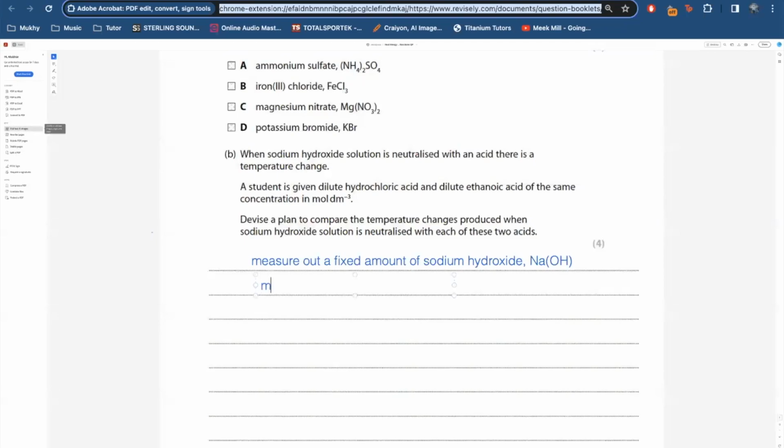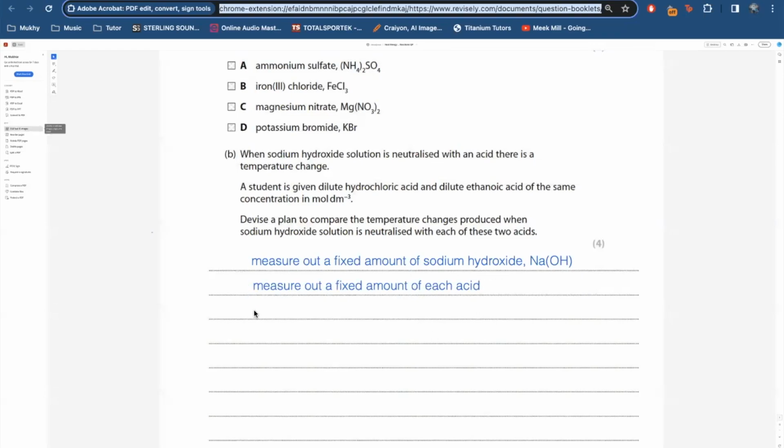Yeah, so you measure out a fixed amount of each acid, right? Yeah. That's good. That's really good. So that's pretty much your first couple of marks, okay? Right. What next do you think you'll do?